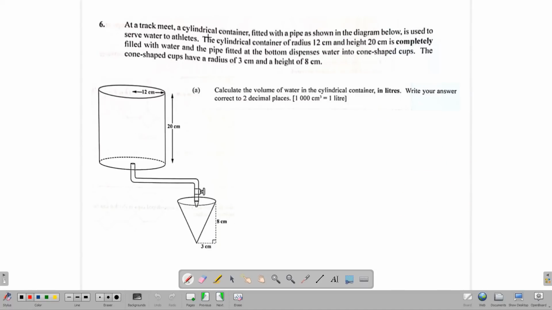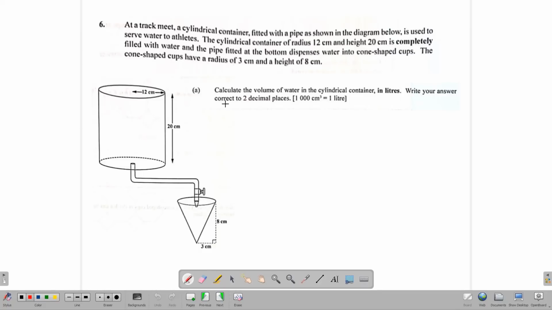At a track meet, a cylindrical container fitted with a pipe, as shown in the diagram below, is used to serve water to athletes. The cylindrical container has a radius of 12 centimeters. So this is the radius, a height of 20 centimeters. It is completely filled with water and the pipe is fitted at the bottom. So all the water will run out, and its water is put into cone-shaped cups through that pipe. This cone has a radius of 3 centimeters and a height of 8 centimeters.